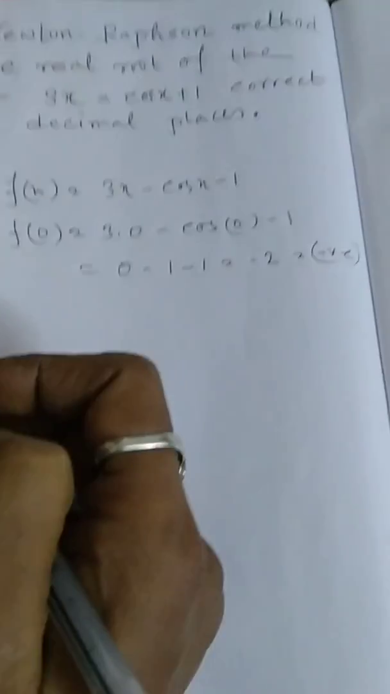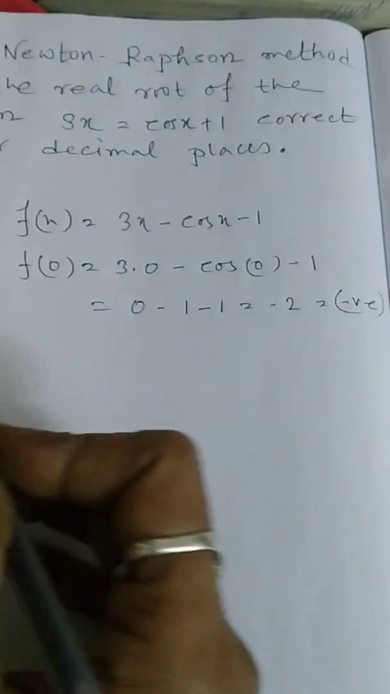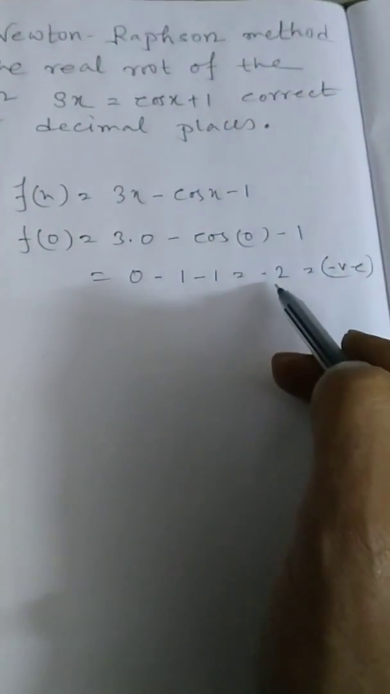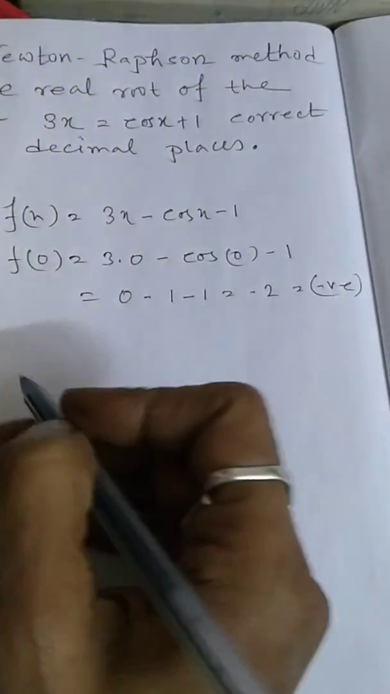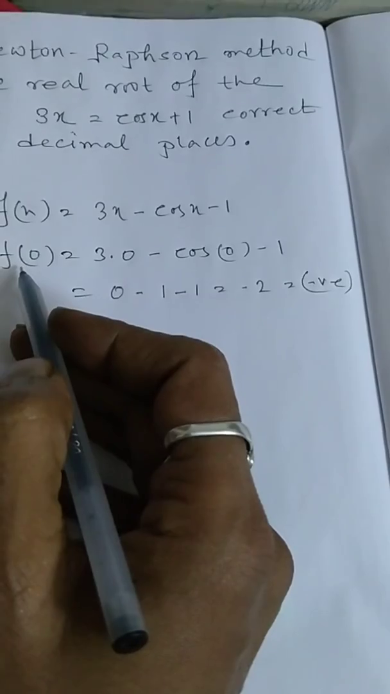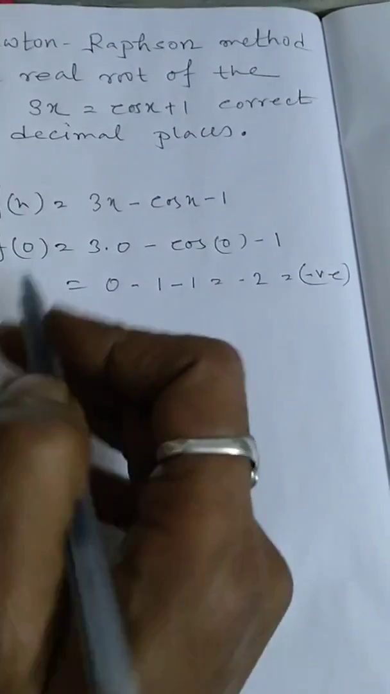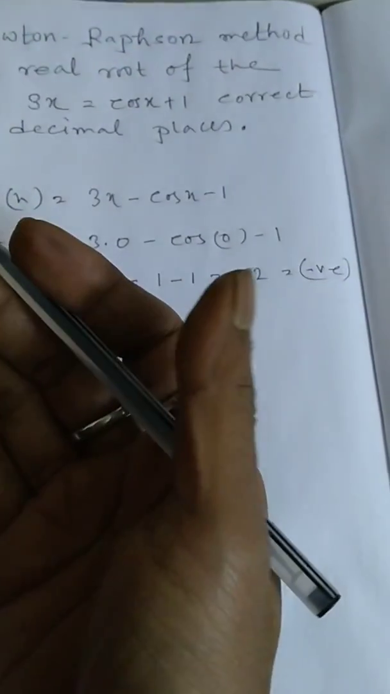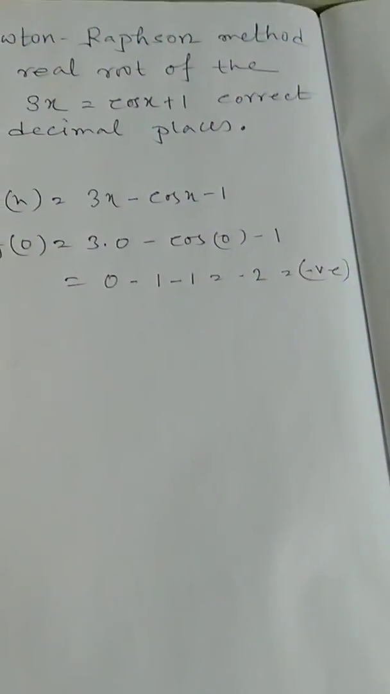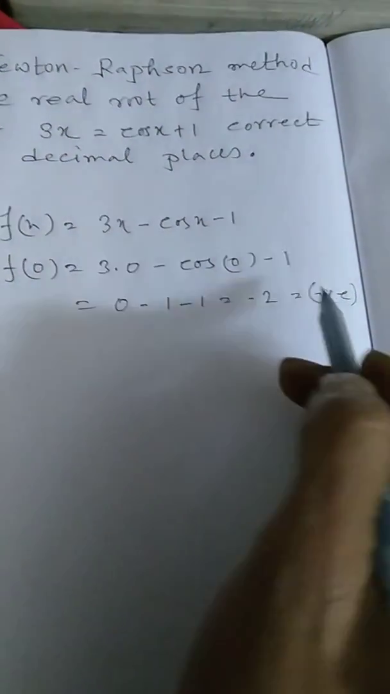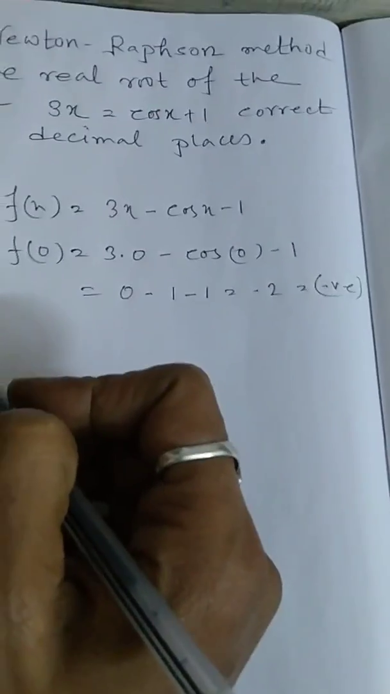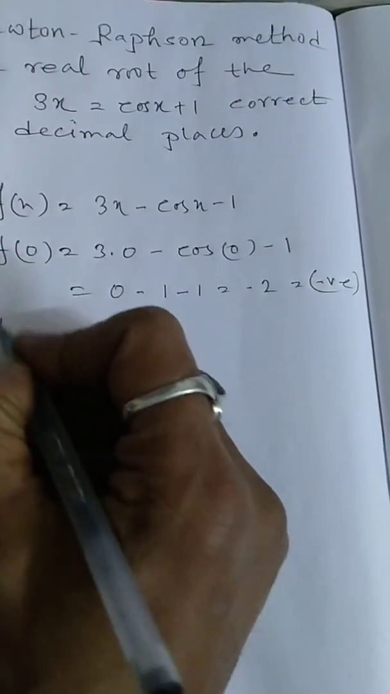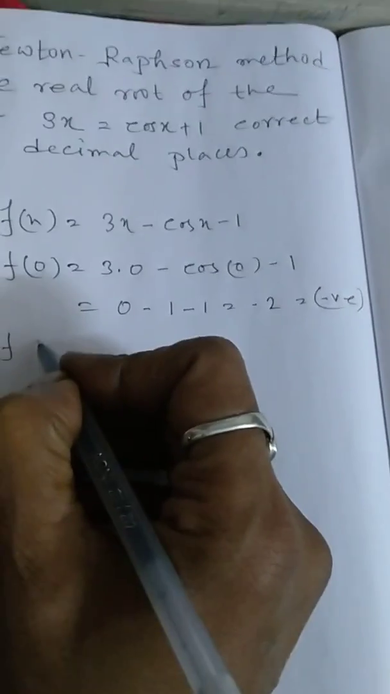So here we find that f of 0 is negative. The answer is minus 2. That means this is negative. Now, the procedure is always we can start from 0. So here f of 0 is negative. So the next integer is 1. So let's check what f of 1 is.